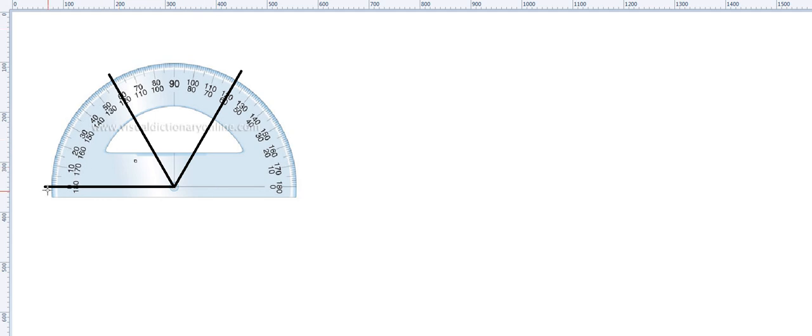So what I'm going to do is look at this side and this side. And once again, I ask myself, is it acute or obtuse? And here I know it is acute, so I'm going to use the smaller numbers. Acute means small. And so this angle is 60 degrees.